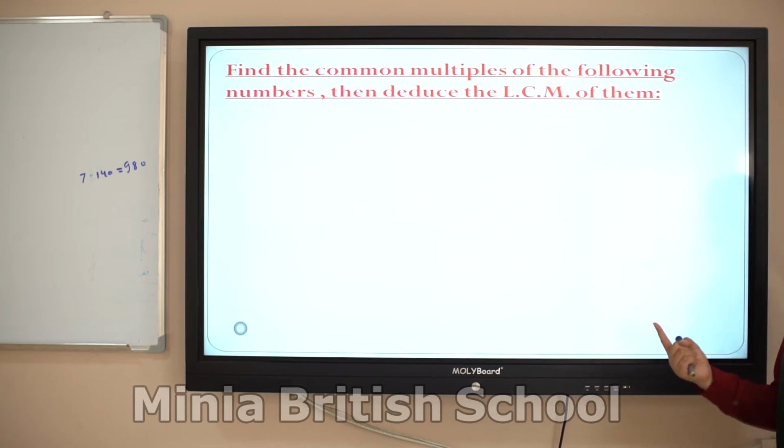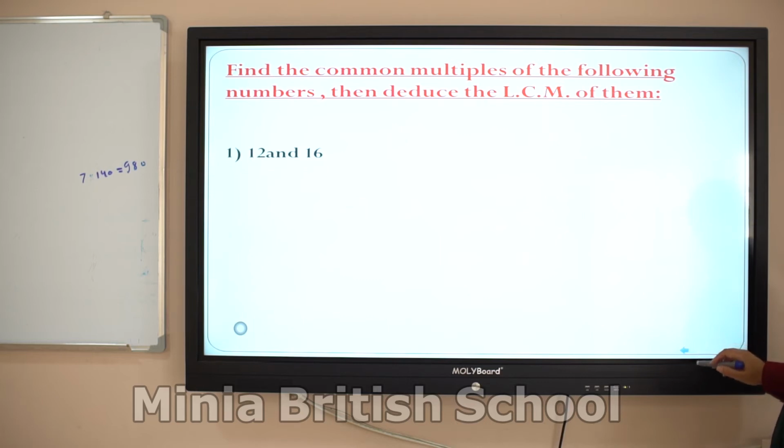I will get the multiples of each number, and then I will get the common multiples. Then I will determine from these common multiples the lowest common multiple. So, here, find the common multiples of the following numbers, then deduce the lowest common multiple of them. Let's see the first one.